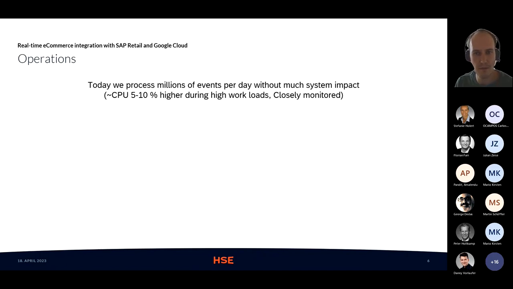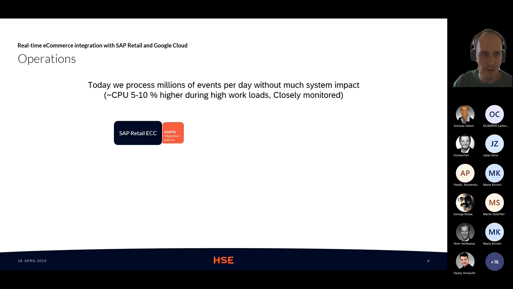We're still closely monitoring our systems, but even so, at night we have some huge batch jobs running, which do massive changes to sales orders and other objects. And even then we realized the CPU goes up maybe 5 to 10% higher than usual, than before, but overall the system impact was very small for us.